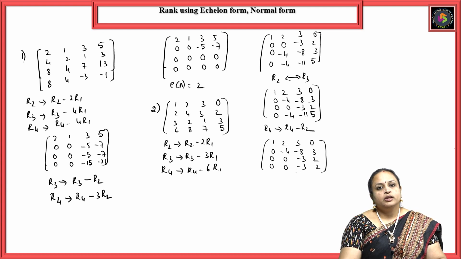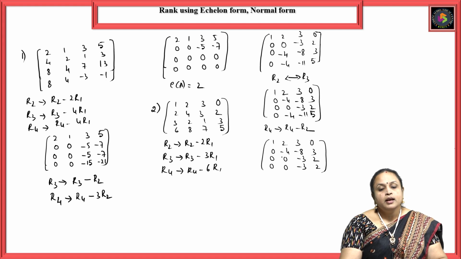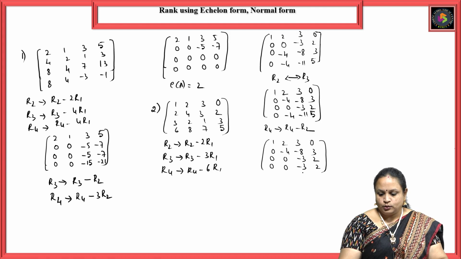Now, you can see in the first row before the non-zero element there are no zeros. In the second row before the non-zero element there is 1 zero. In the third row before the non-zero element there are 2 zeros. So, in the fourth row before the non-zero element there should be 3 zeros.